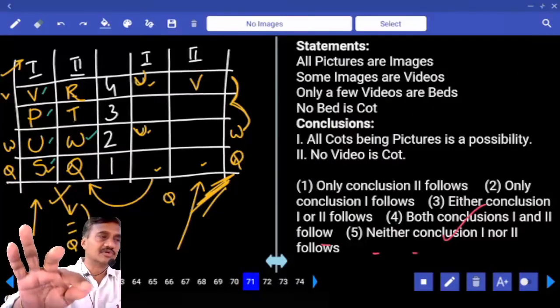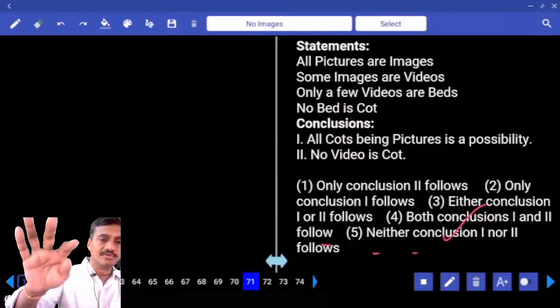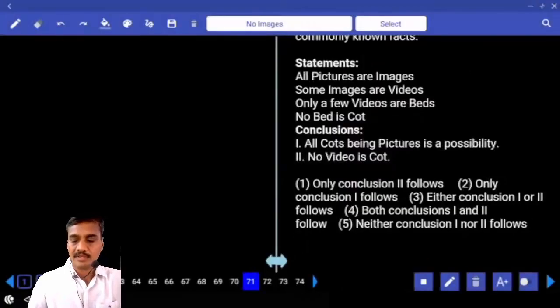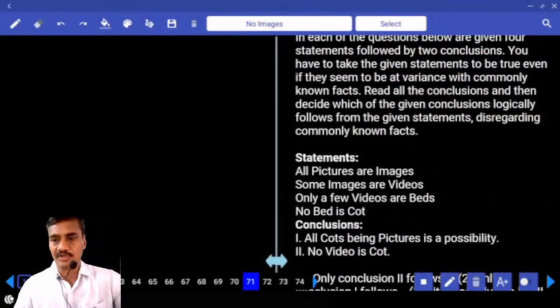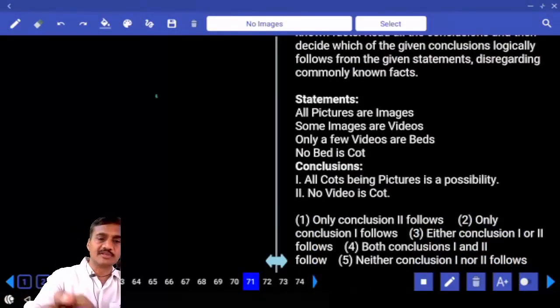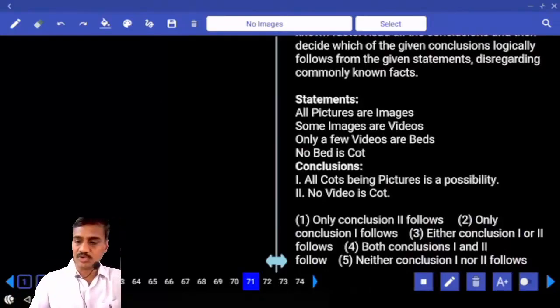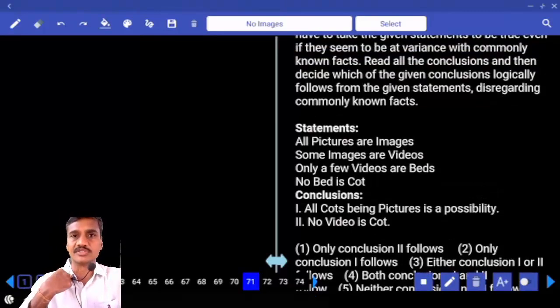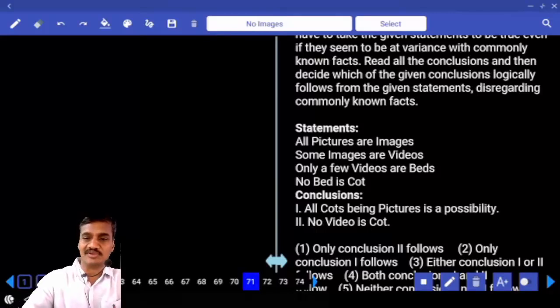Then next one, 71 to 75. Now in this 71 to 75, syllogisms. First priority or second priority? Now syllogisms, model number 1 or model number 2? Sir, how do we know? 'Follows' is model number 1, 'does not follow' is model number 2.